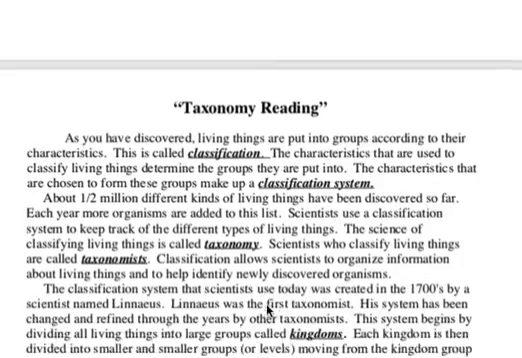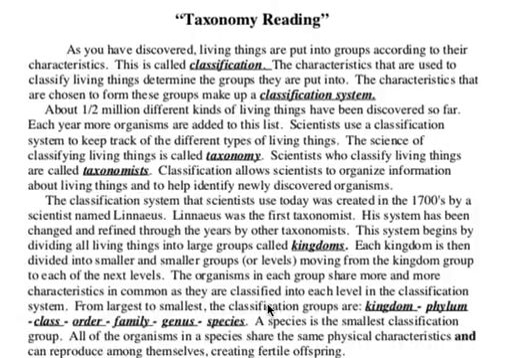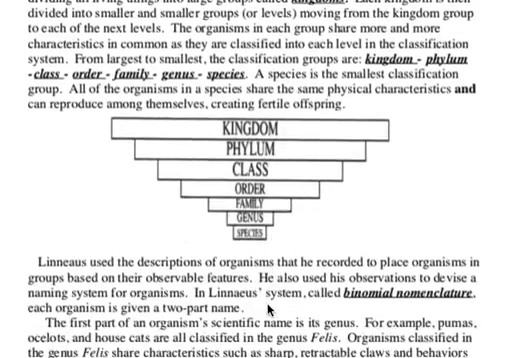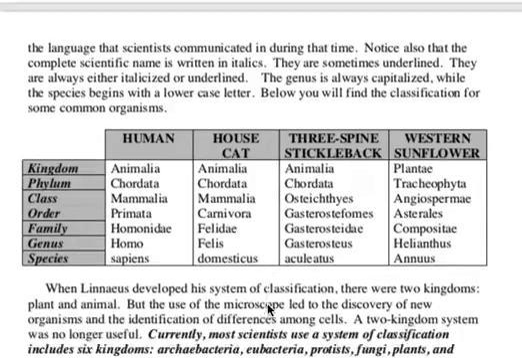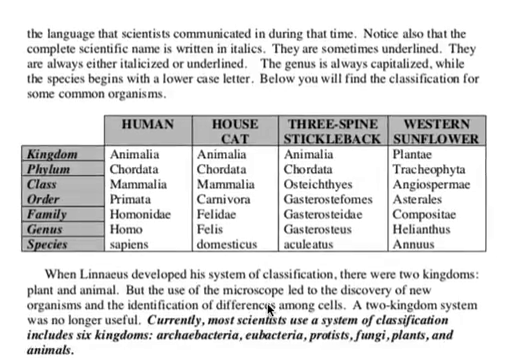So I'm going to have you go ahead and read this taxonomy reading. You'll look at some of the taxons or groupings that humans, scientists, place other animals and other plants and other species in. So those are the taxons there: kingdom, phylum, class, order, family, genus, and species. So if you'll go ahead and complete the reading there, this graphic shows you basically how humans, house cats, a 3-spine stickleback, and a western sunflower are classified. The kingdom, what phylum they're in, what class, order, family, genus, and species.